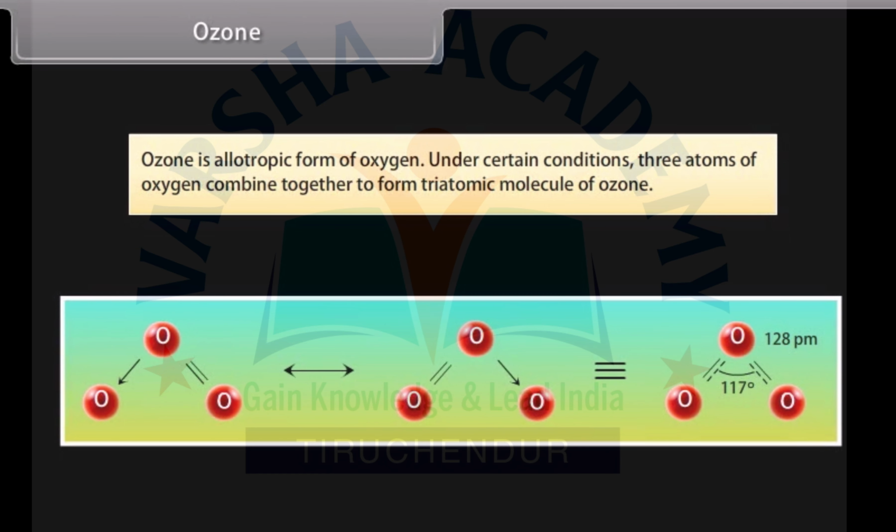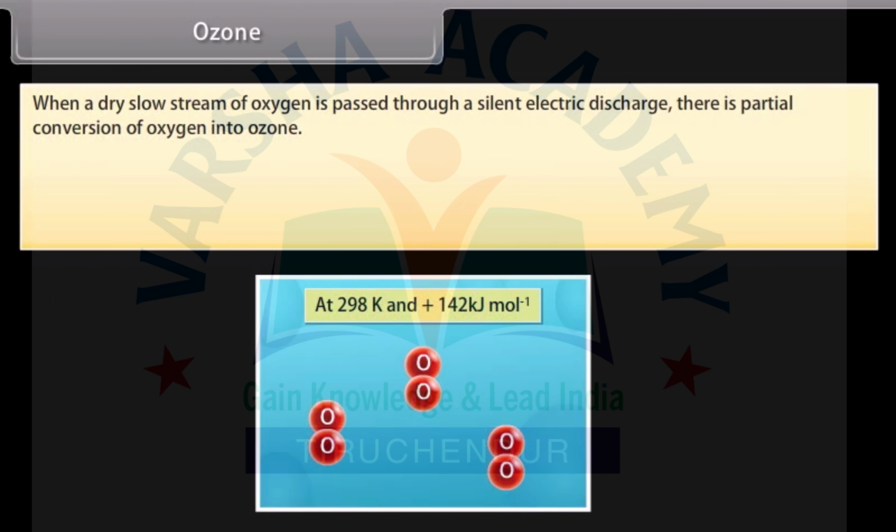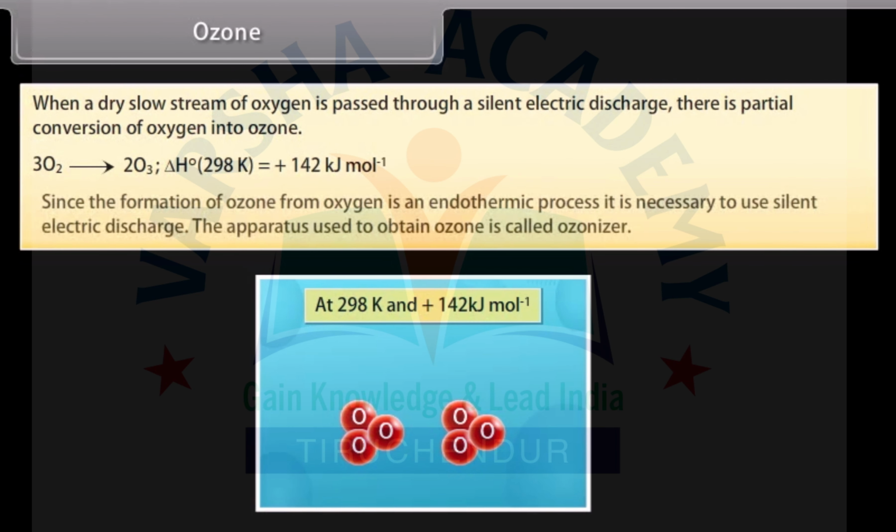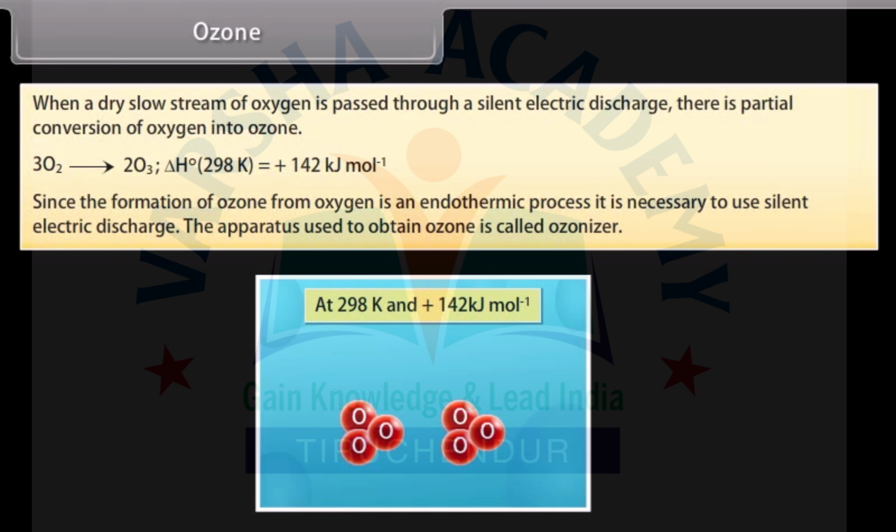Ozone. Ozone is an allotropic form of oxygen. Under certain conditions, three atoms of oxygen combine together to form a triatomic molecule of ozone. When a dry, slow stream of oxygen is passed through a silent electric discharge, there is partial conversion of oxygen into ozone. Since the formation of ozone from oxygen is an endothermic process, it is necessary to use silent electric discharge. The apparatus used to obtain ozone is called an ozonizer.